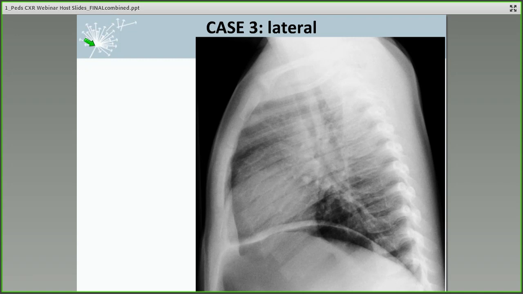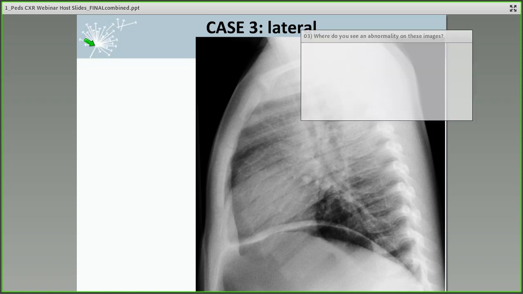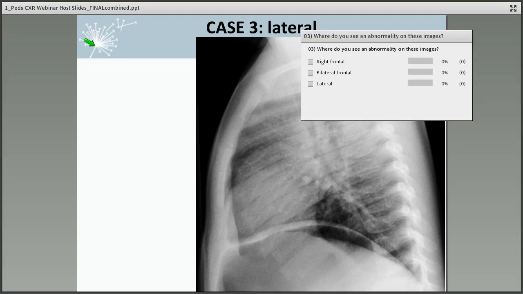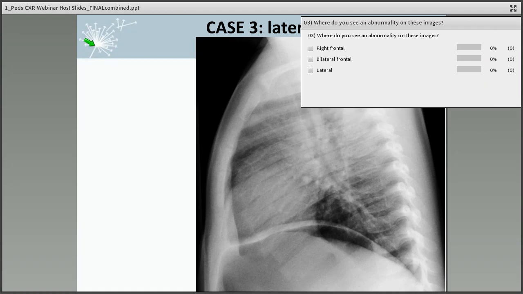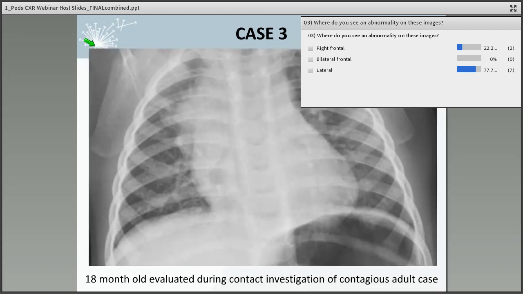So it's time for a polling question. The polling question says, where do you see an abnormality on these images? So here's the lateral. I think on this one you can also have more than one choice. There's the lateral. There's the frontal. What are you noticing?